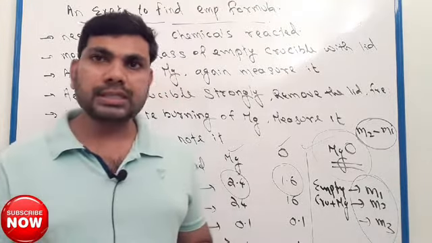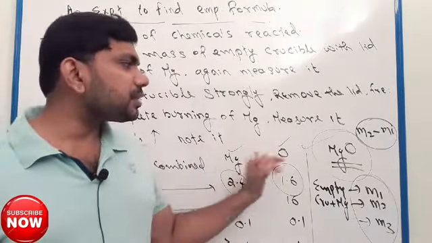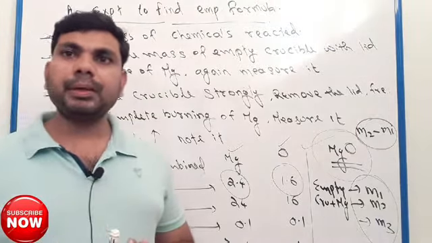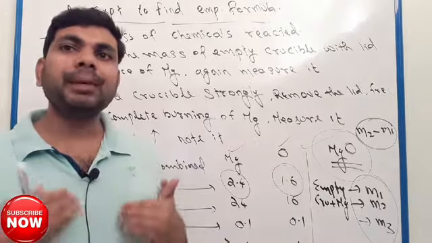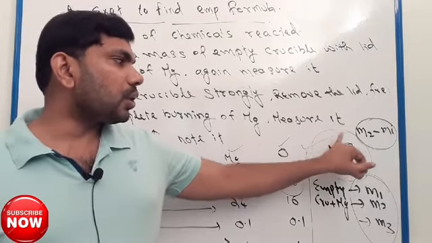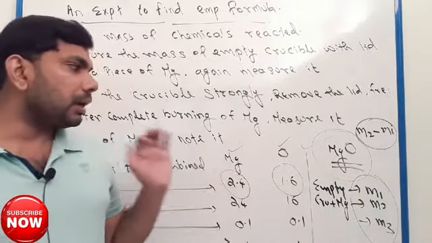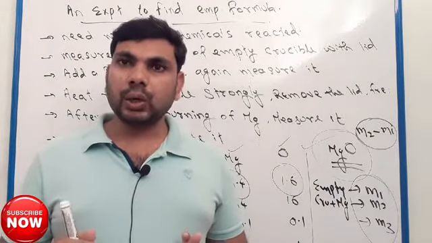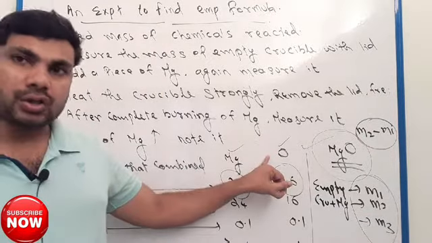What is the reason for this? Before, it was magnesium, with relative atomic mass 24. After complete burning, magnesium changed to magnesium oxide. Here magnesium is 24 and oxygen is 16, so its mass will be 40. So after complete burning, the mass will increase, and using this calculation we can find the mass of oxygen.